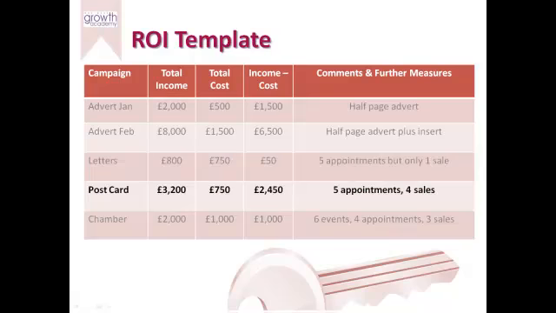Postcard campaign, again direct mail. We made sales of £3,200. The cost was £750, and £2,450 was the income. So just over, call it £2,500. 5 appointments and 4 sales. And finally, we're a member of a Chamber of Commerce. We've made £2,000 out of it. It costs us £1,000 in membership and the money and time to attend the events. £1,000 is the income. We went to 6 events, 4 appointments, 3 sales.